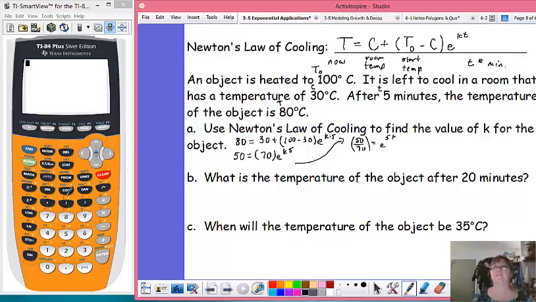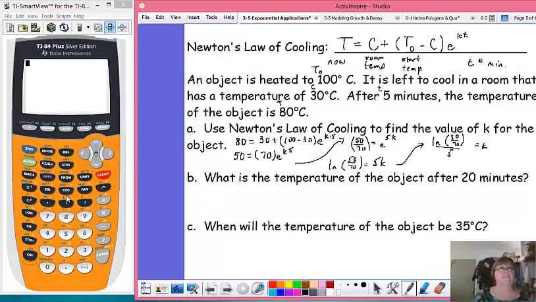Well, by now we've done this so much, we know exactly what's going to happen. We're going to take the natural log of both sides. We're going to use the power property. So the natural log of 50 over 70 will equal 5K times the natural log of e, but that's just 1. So if we want to know the value of K, that is the cooling rate for this substance, we want to divide by 5. Natural log of 50 over 70, all divided by 5 will get us our K.